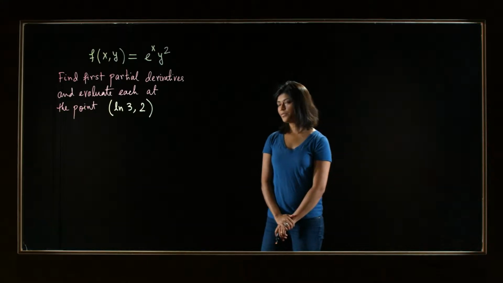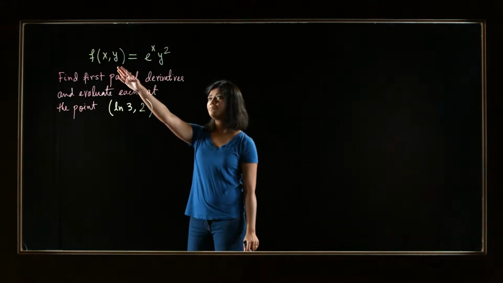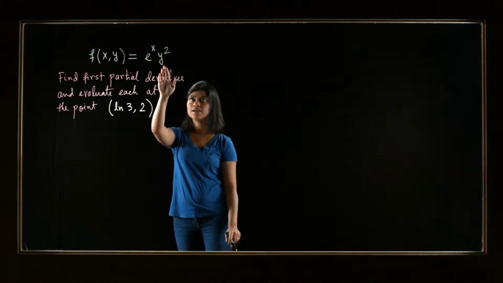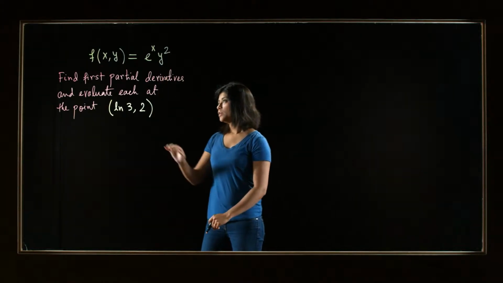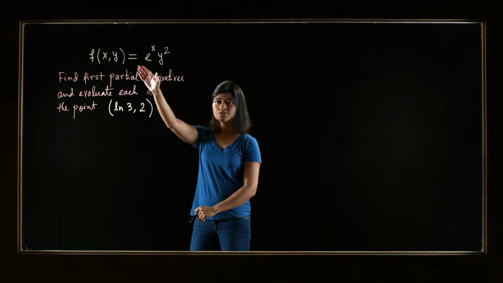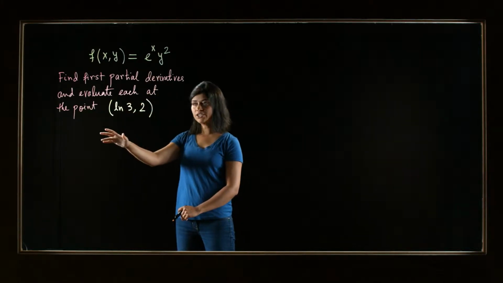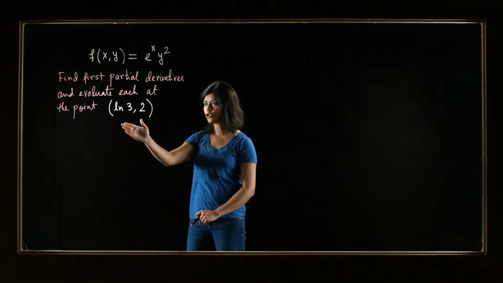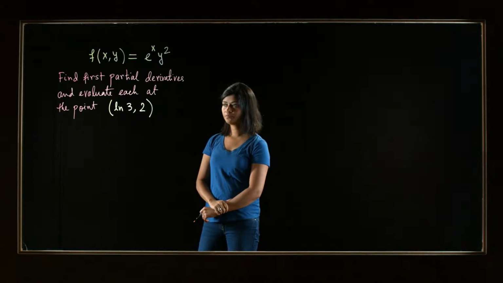In this problem, we have the function f is equal to e to the x times y square. Now we have to compute the first partial derivatives of this function and then evaluate each of them at this point natural log of 3 comma 2.